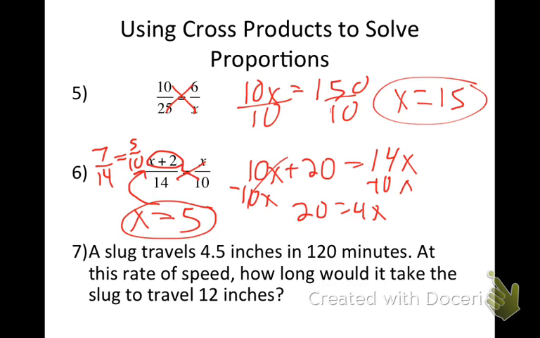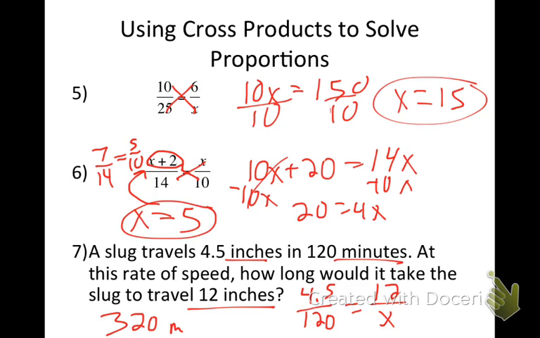All right, and 7. A slug travels 4.5 inches in 120 minutes. Well, that's inches, minutes. So I'm going to say 4.5/120 equals, at this rate of speed, how long would it take the slug to travel 12 inches? Is the 12 going to be in the numerator or denominator of my other fraction? Numerator. Why? Because I already have inches on top, so it's 12/x. Now I use cross products and solve. Drew, what do I get for number 7? It is 320 minutes.